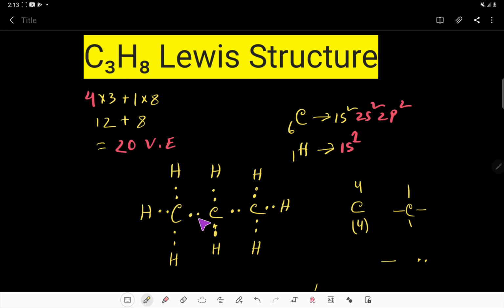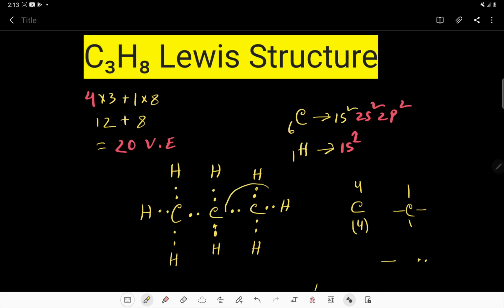Look, already we have used 2, 4, 6, 8, then 12, 14, 16. Look, 2, 4, 6, 8, 10, 12, 14, 16, 18, 20. So we have used all the valence electrons, right? So now we'll check for the octet and duet.